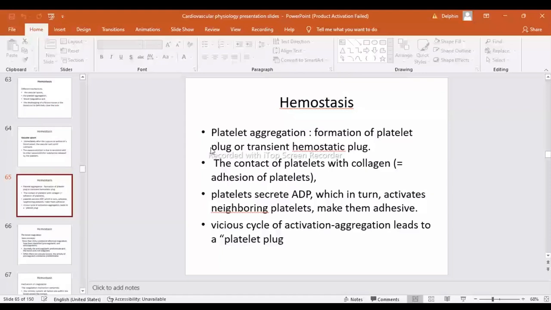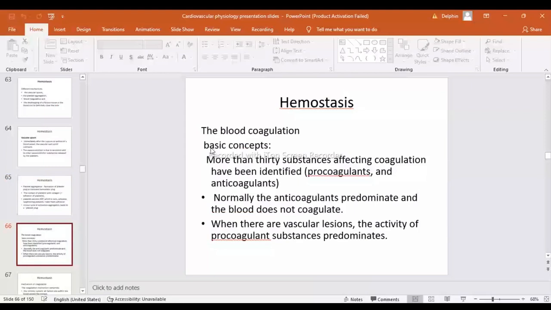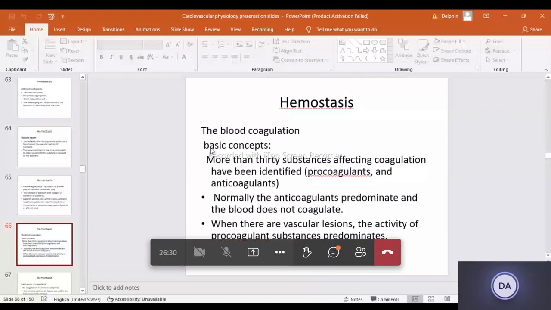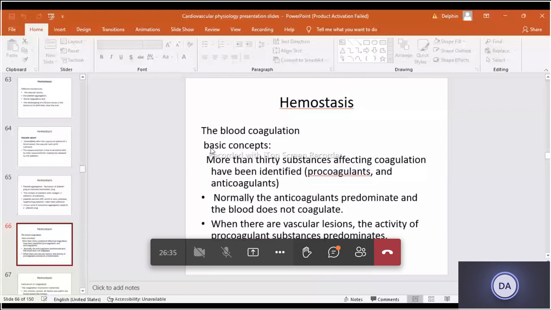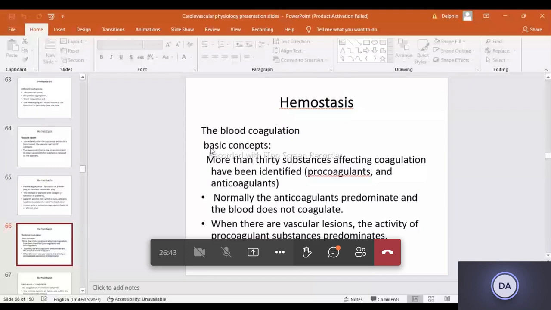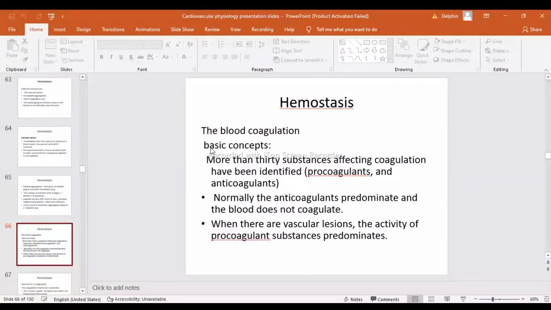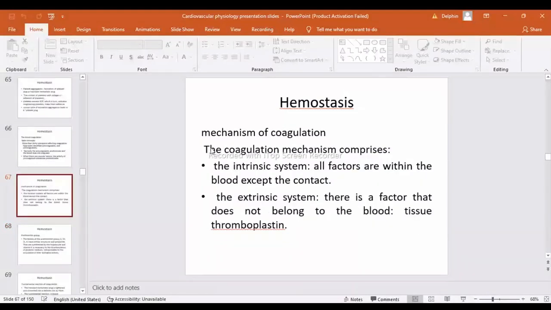And for blood coagulation, we have factors known as procoagulants and anticoagulants in the blood. The anticoagulants predominate, and the blood does not coagulate in a normal condition without abnormality. When there are vascular lesions, the activity of procoagulant substances predominates because there is a rupture. And for the coagulation mechanisms, we have two systems.